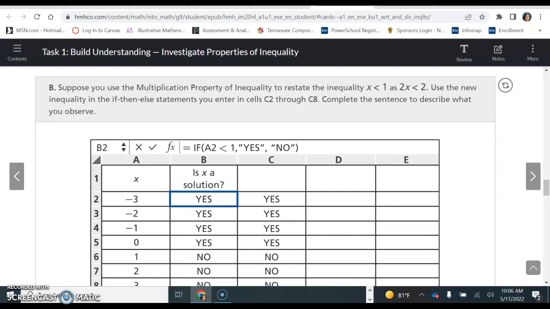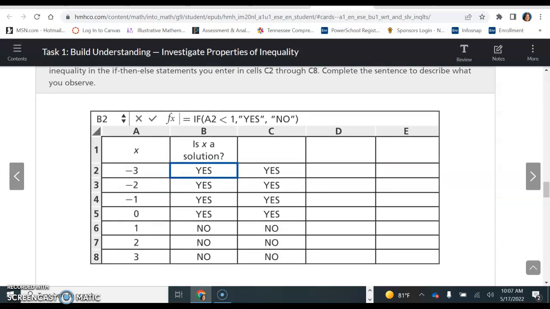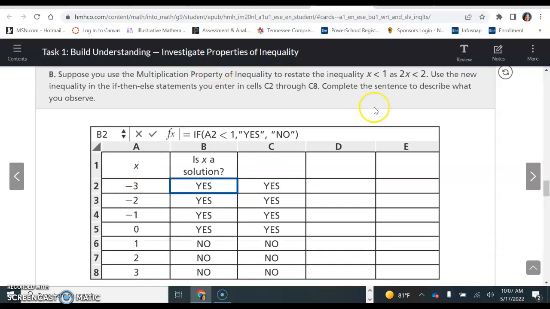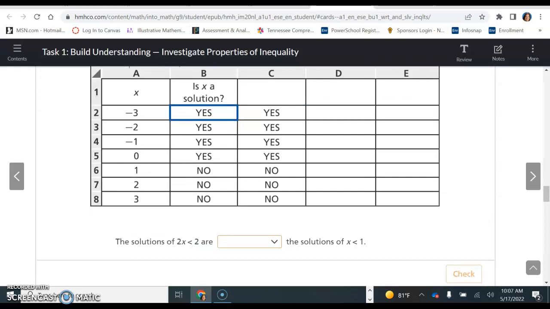Suppose you use the multiplication property of inequality to restate the inequality x less than 1 as 2x less than 2. Use the new inequality in the if-then-else statement you entered in cells C2 through C8. Complete the sentence to describe what you observe. All right, so x is less than 1, as 2x is less than 2. So if you wanted to solve this, you would divide both sides by 2 and x would be less than 1. So these are two equivalent statements, just using the multiplication property. So it says the solutions of 2x less than 2 are blank.